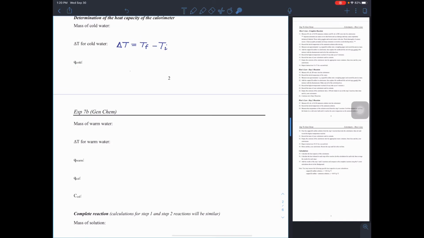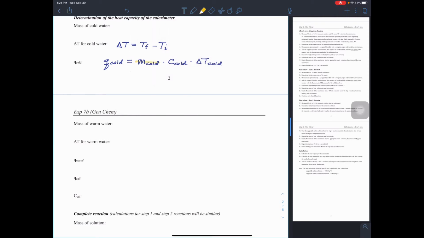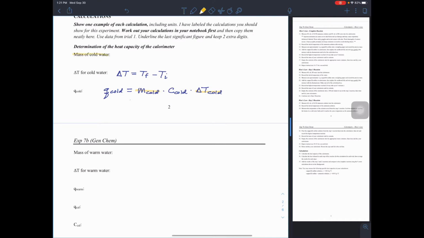Next in the list is Q cold. Now, Q equals MC delta T. So Q cold equals the mass of the cold water times the specific heat of the cold water times the change in temperature of the cold water. So this and this, the mass and the temperature, were just calculated. Here's the mass, here's the temperature.